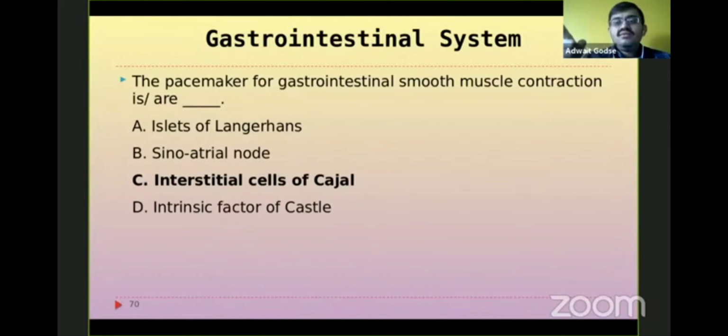There is a third pacemaker which often comes in the respiratory system, regulation of respiration. So pacemaker for regulation of respiration is pre-Botzinger complex.